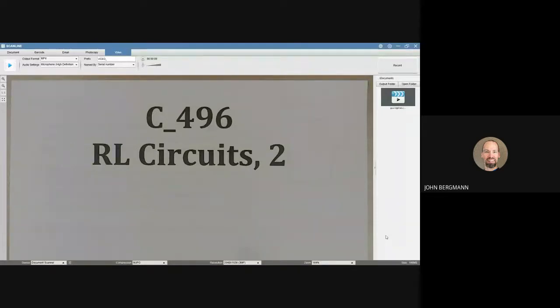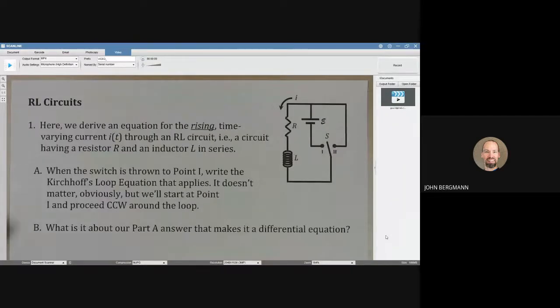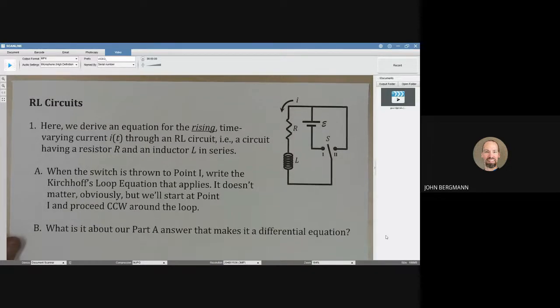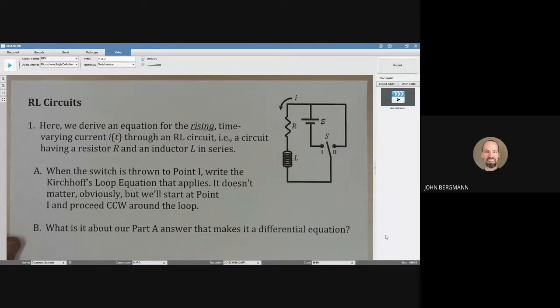RL Circuits 2. Here we derive an equation for the rising time-varying current through an RL circuit, i.e. a circuit having a resistor R and an inductor L in series. When the switch is thrown to point 1, write the Kirchhoff's loop equation that applies. It doesn't matter, obviously, but we'll start at point 1 and proceed counterclockwise around the loop.